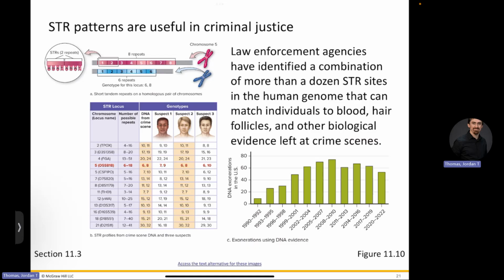And the first step, again, is PCR, polymerase chain reaction. We get that DNA sample, we amplify it, we replicate it to get a lot more of it, and then we compare the STRs to see if we can find the subject that matches that DNA sample.